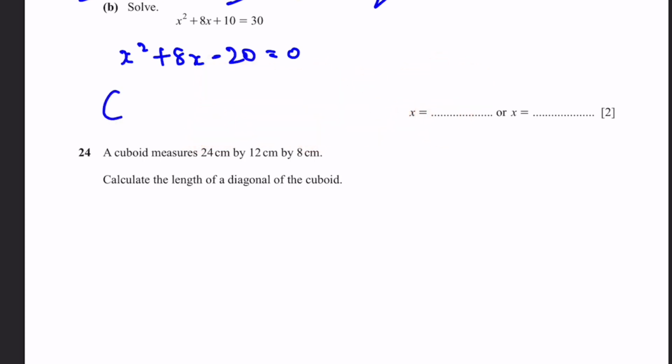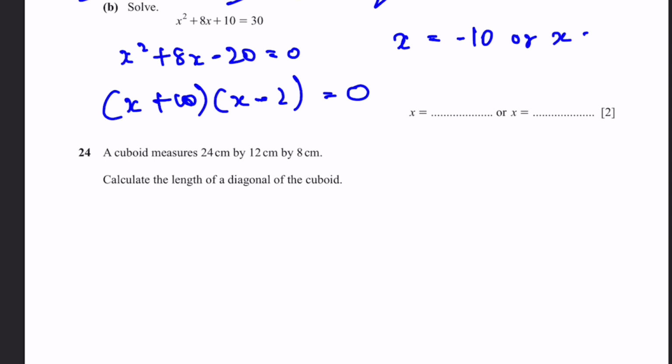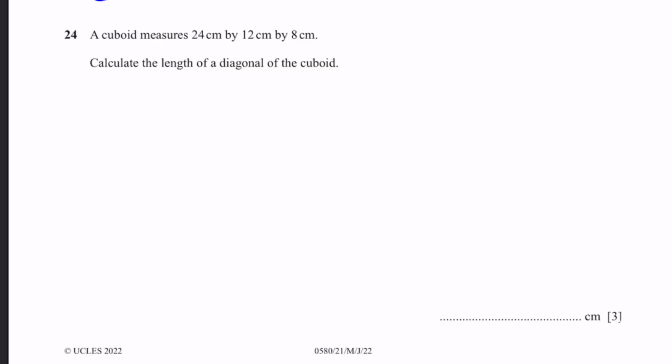That means we can use both these numbers, x plus 10 and x minus 2. And we can put this in brackets, say that's equal to 0. And now that means that x can be equal to minus 10 or x can be equal to 2. That's the answer. Question 24.